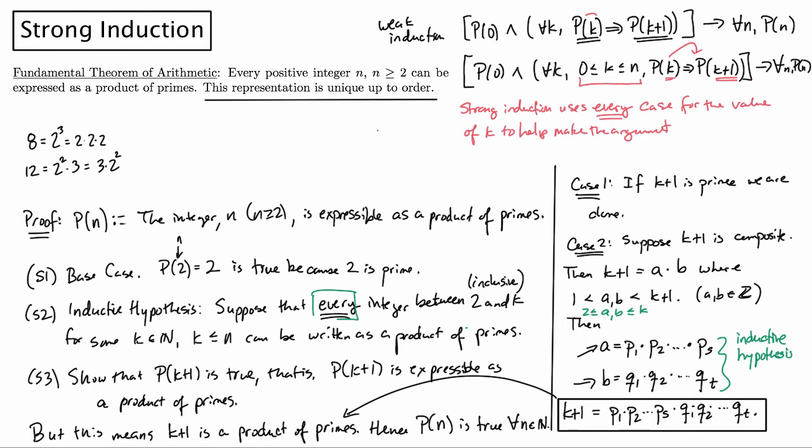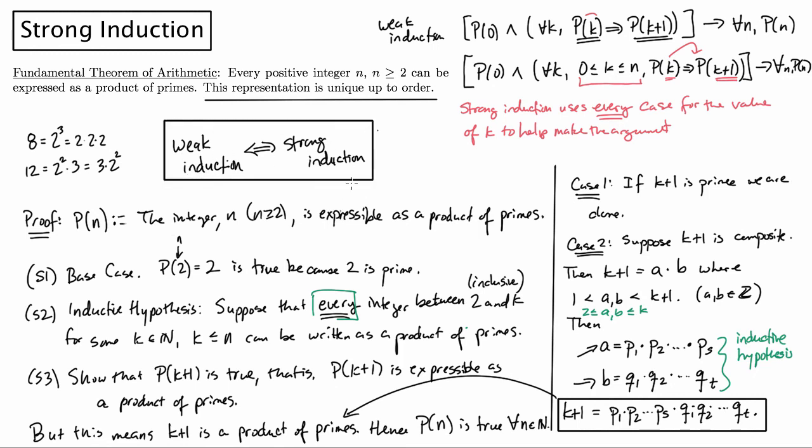So it's a very different, yet in some ways similar sort of technique in that I'm using a little bit more information, but the two things are actually logically equivalent. Any problem that can be proved using weak induction could also be proved using strong induction. It's just sometimes it's easier to make a strong induction argument than a weak induction argument. But the two things are in fact logically equivalent.